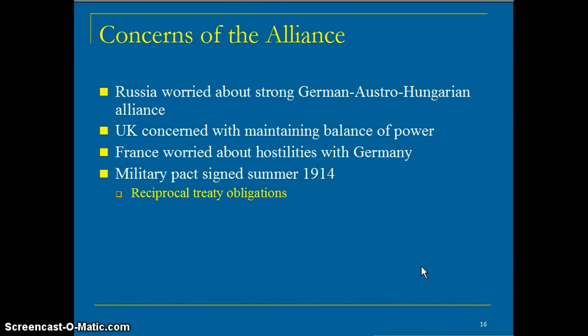Okay. The concerns for the allies on the other side. Russia's worried about the strong Austro-Hungarian alliance. Russia's right next door to them. They're concerned. The UK, United Kingdom, Great Britain: balance of power. They like the balance of power because they were on top, and so they want to maintain that status. France is worried that Germany is trying to push them on their eastern border, and then they signed the treaties of the pacts that says, hey, look, if you get attacked, we back you up.